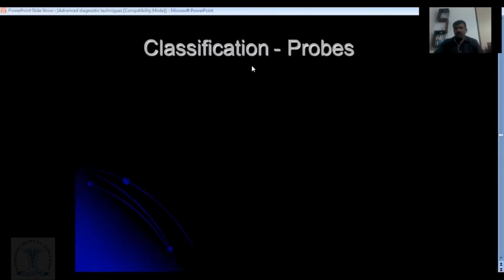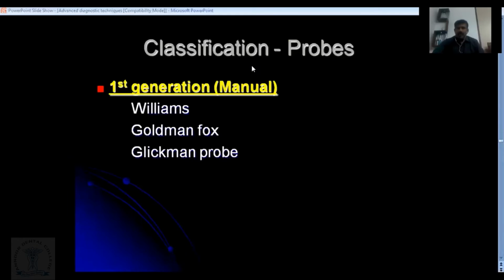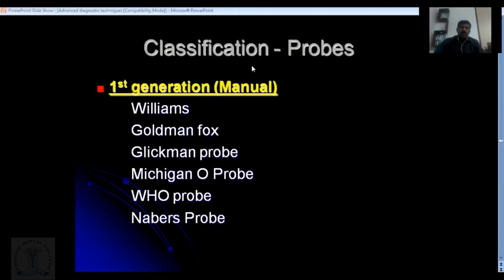So let's look at the classification of probes. There are 5 generations of probes. The first generation probe is known as the manual probe. Manual probes are the probes that we commonly use: the Williams probe, the Goldman-Fox, the Glickman, the Michigan O, the WHO probe, and the Nabers probe. All these are manual probes. So these are simple stainless steel instruments.